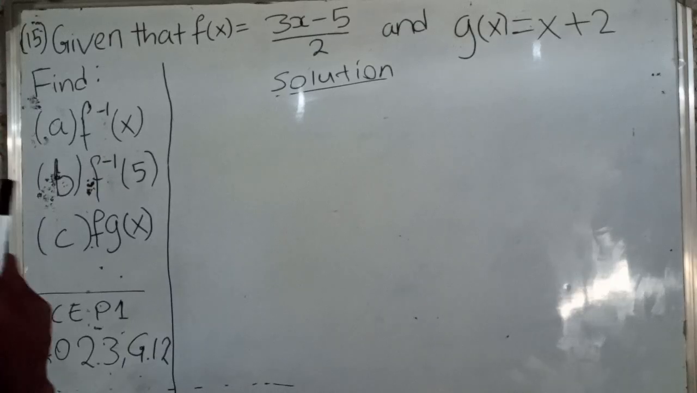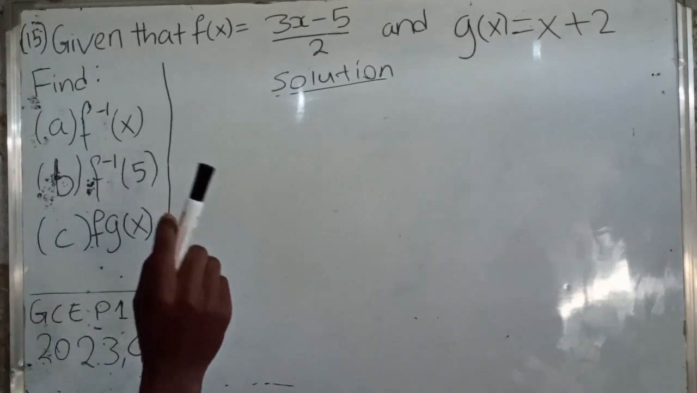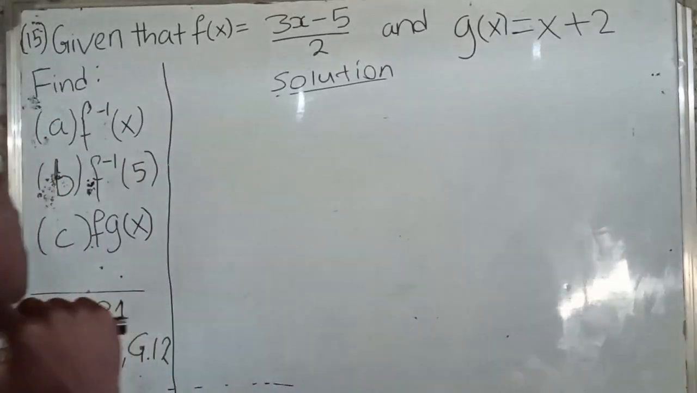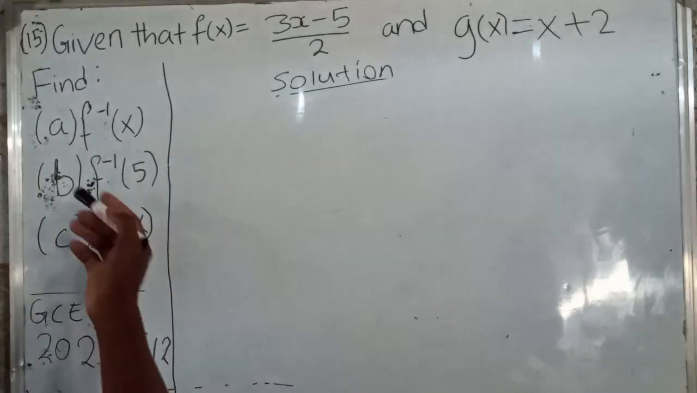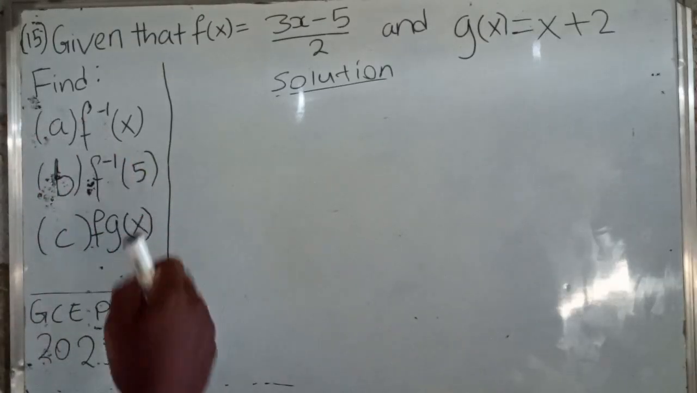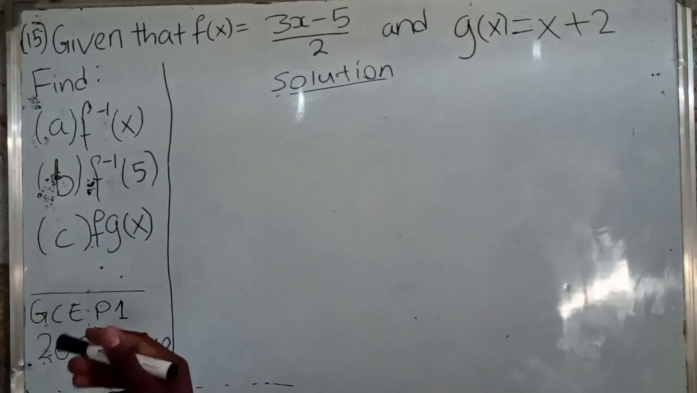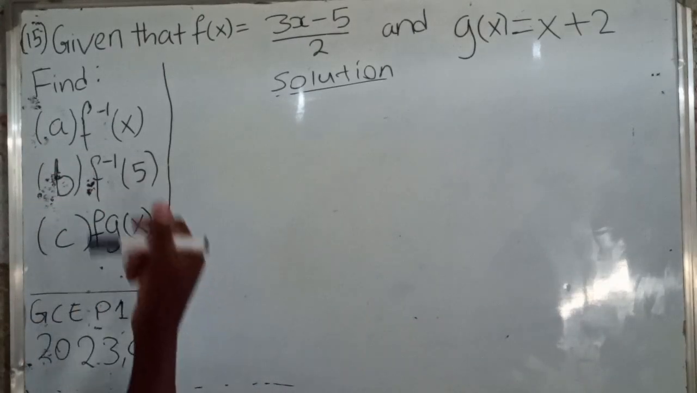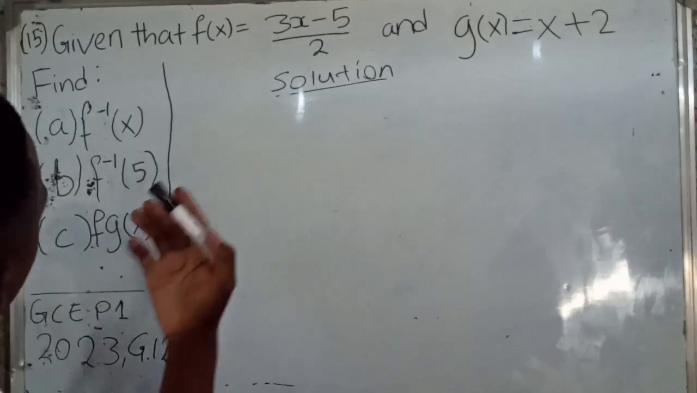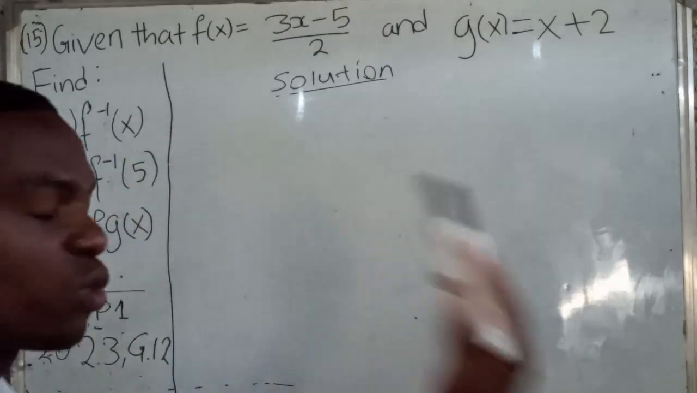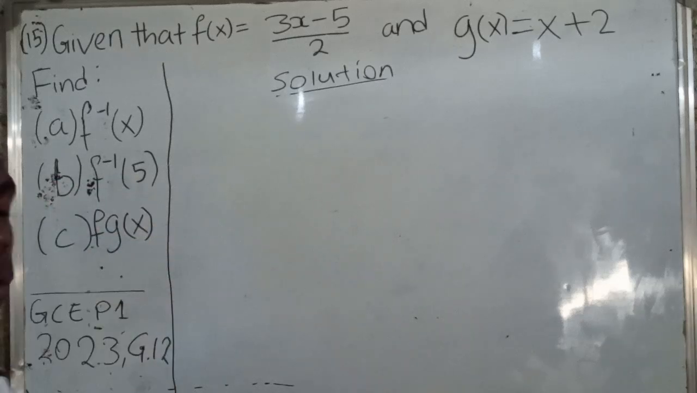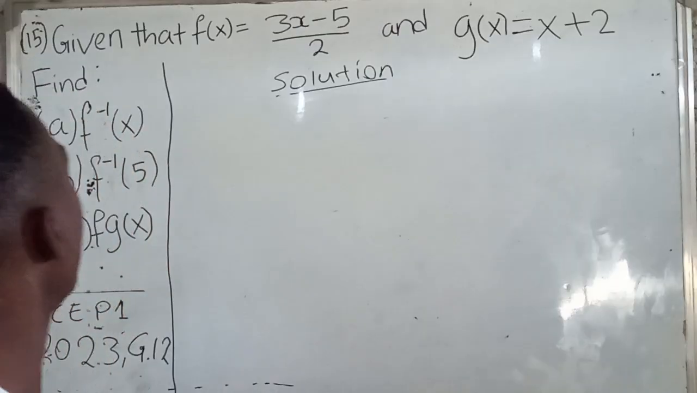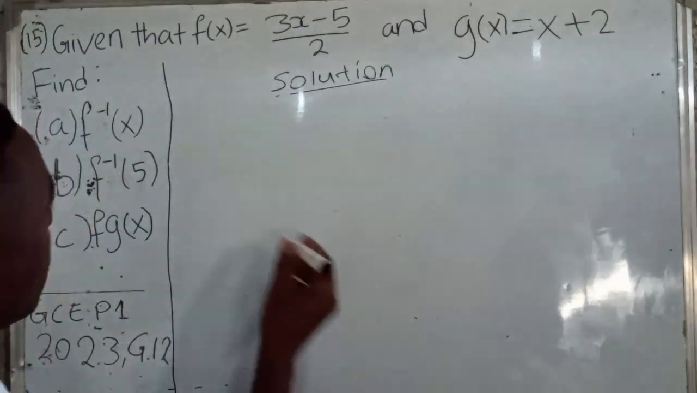Question B, they are saying we should find the inverse function of 5. And question C, f of g of x, which is a composite function. So we can see that questions A and B rely on each other. I mean, for you to find B, you have first to find A. The answer for question A is going to be used to find the answer for question B. So let us start solving with question A so that you see what I'm talking about.